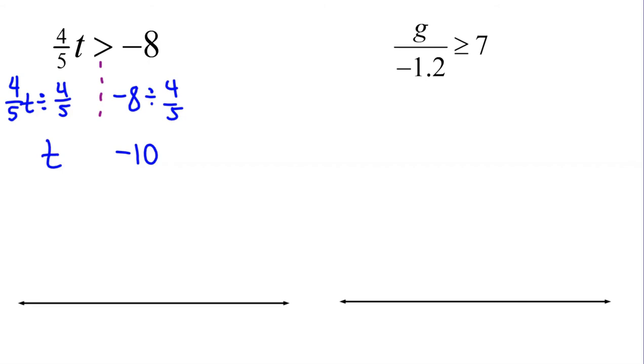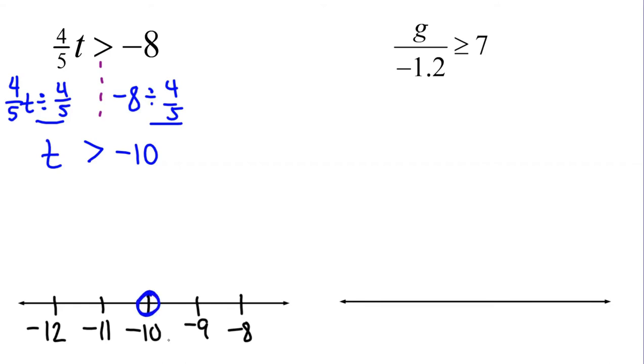And now I have to make a decision because I did divide both sides by a number. Am I going to keep or am I going to flip? What do you think? Well, I divided both sides by a positive number, so I'm going to keep. t is greater than -10. So again, if I graph that, here's -10, -9, -8, -11, -12, and t is greater than -10. So -10 is not included. That's an open circle. And everything that is greater than -10 would be shaded to the right. So I did not flip on that one.